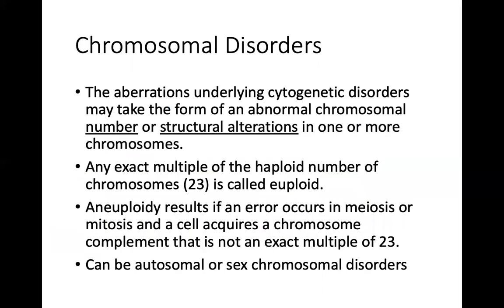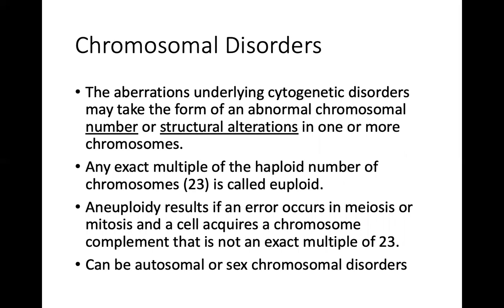Next is your chromosomal disorders. So, remember that chromosomal disorders, these are aberrations underlying the cytogenetic disorders which may take the form of an abnormal chromosome number or structure in one or more of the chromosomes. So remember that yung term na euploid, ibig sabihin any exact multiple of the haploid number of chromosomes, 23, is called euploid.